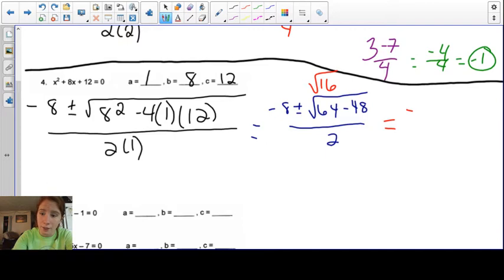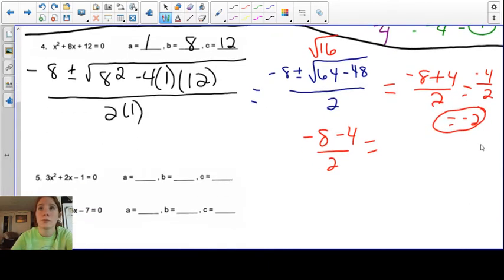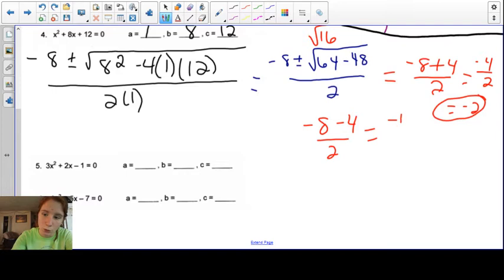So I have negative 8 plus 4 over 2. And I have negative 8 minus 4 over 2. This is going to give me negative 4 over 2. This is going to give me negative 2. And this is going to give me negative 12 over 2, which is going to give me negative 6. So those are my two answers.